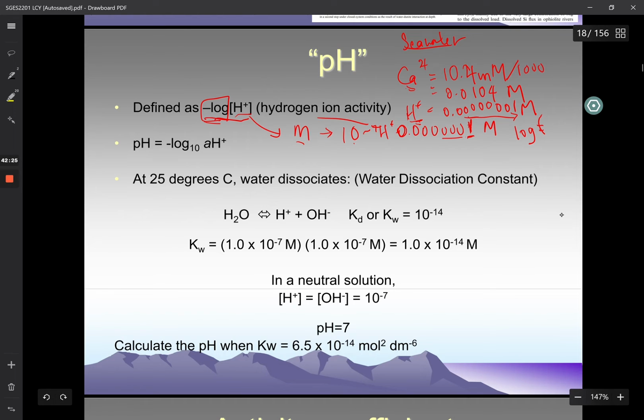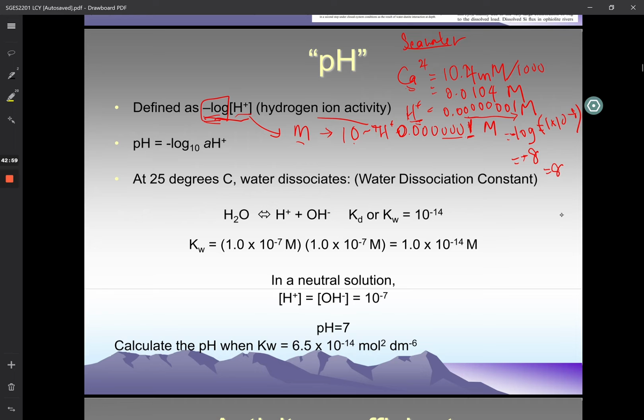For example, when you log 1 times 10 to the power of -8, what you will get is 8 and negative, right? But if we want to get rid of the negative in front, then we negate it, so you get a negative log here, and it becomes a pH of 8, right? This is for convenience sake.